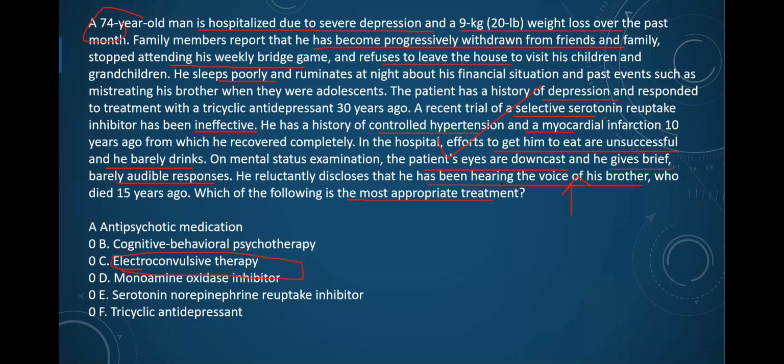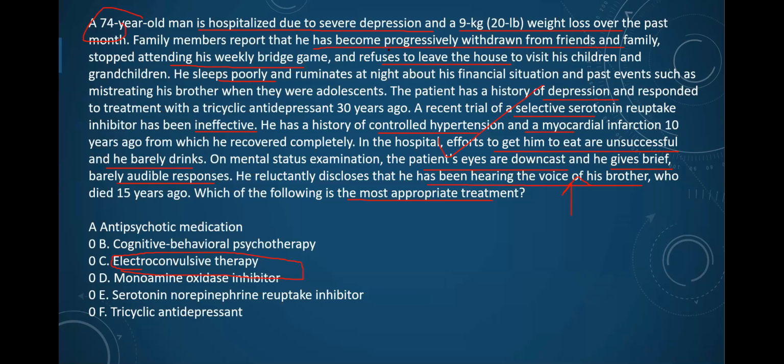Also, if a patient has depression with psychotic features, you will not jump to ECT. You will try adding an antipsychotic first, then go for ECT. But in this patient, as the patient is not eating and drinking, this patient needs urgent ECT.